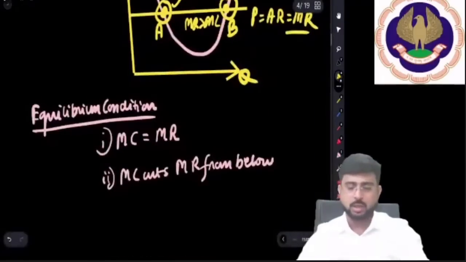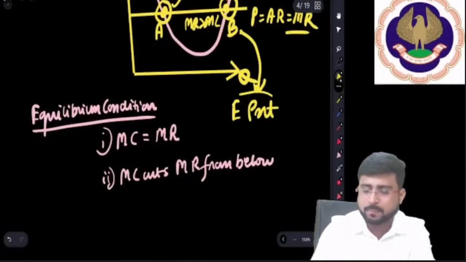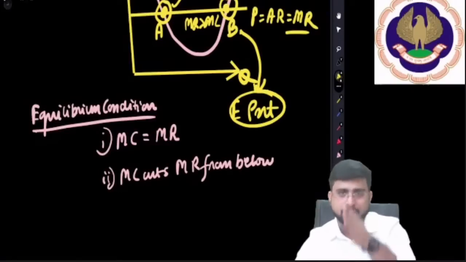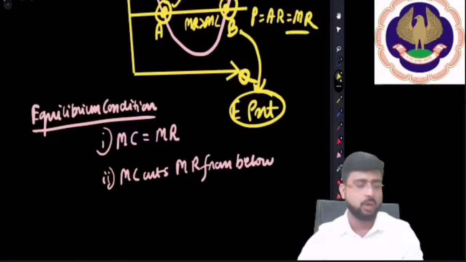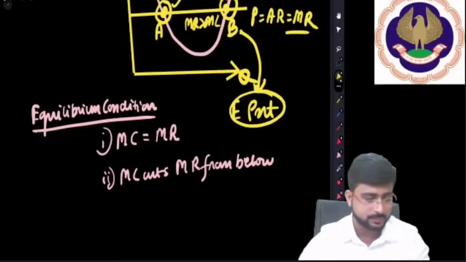So here point B is the equilibrium point. Which point is the equilibrium point? B is the equilibrium point, the point from where MC is cutting MR from below and not from above, guys.